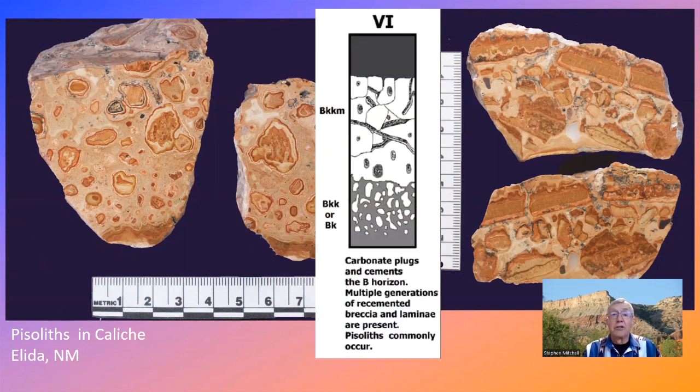What stage is that? It's a clear stage 6. It looks very much like what you would expect in a really mature type of caliche. This type of calichification took a long time.